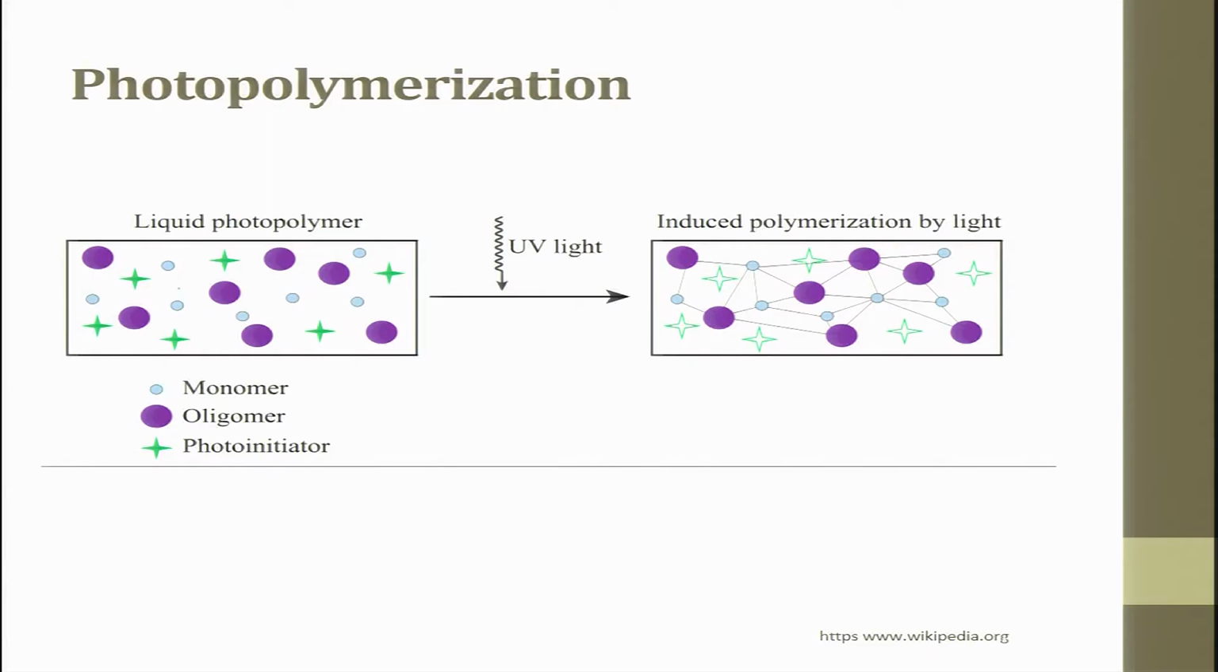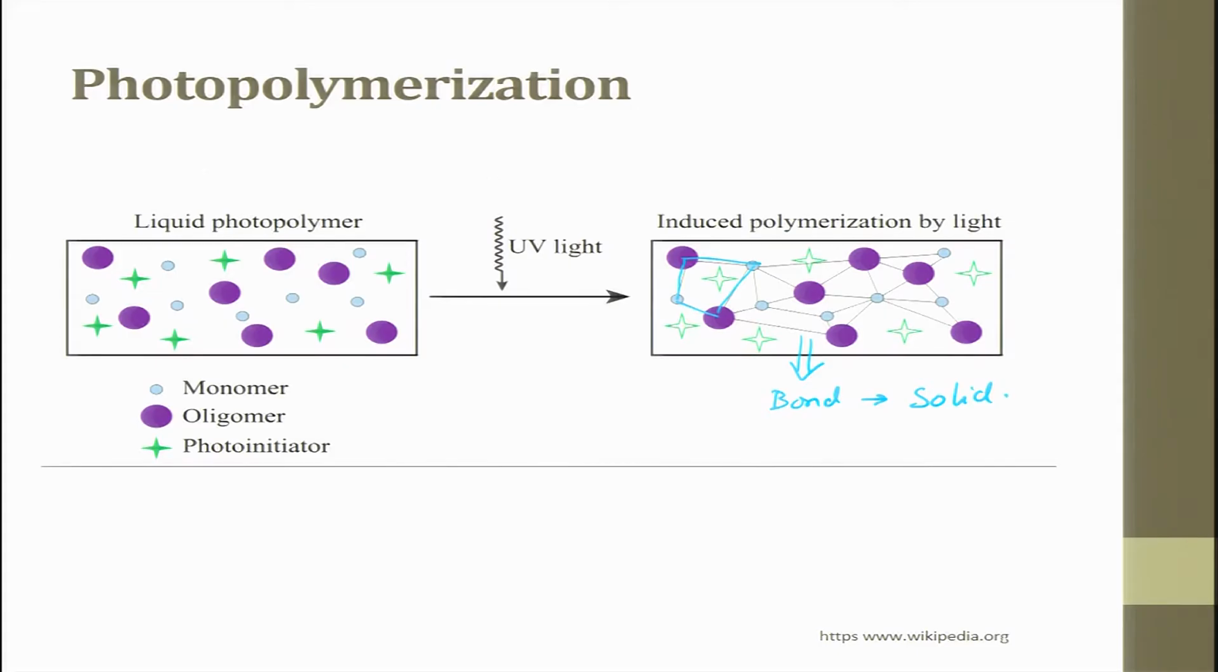Here you can see the small blue dots are called monomers, and along with the monomers you have these violet ones called oligomers, and then we have photoinitiators, which are green. When the UV light hits, you can see these mers trying to form a network with the oligomers. The photoinitiators are used to start the reaction and form the bond between them. Because of the bond forming, this tries to turn into a solid.